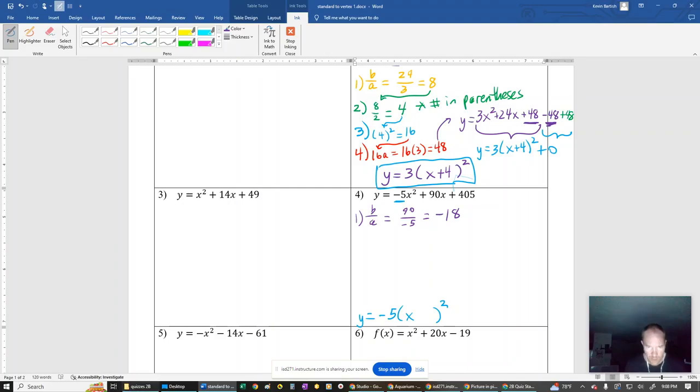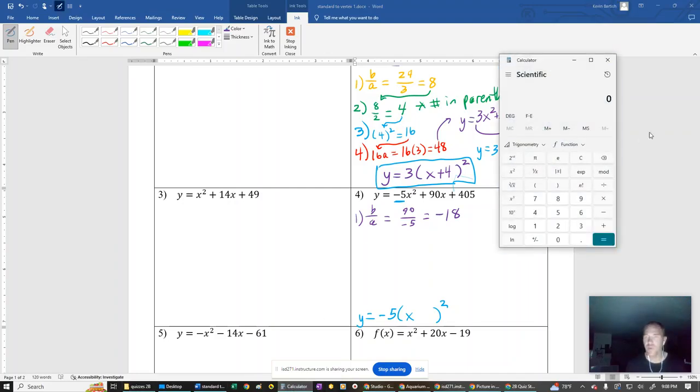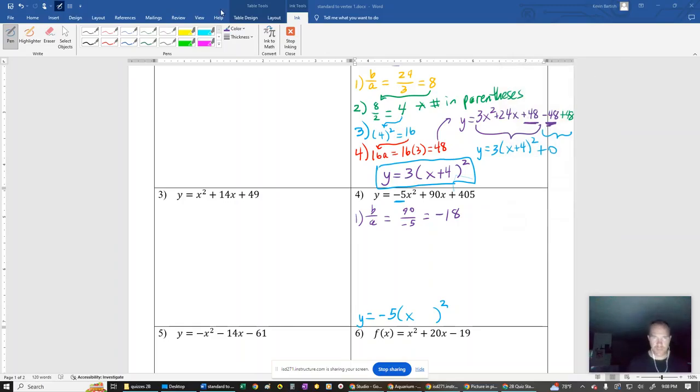Let's grab the calculator real quick because I don't feel confident. 90 divided by negative 5. 90 divided by 5 is 18, so 90 divided by negative 5 would be negative 18. Okay, so it's negative 18.